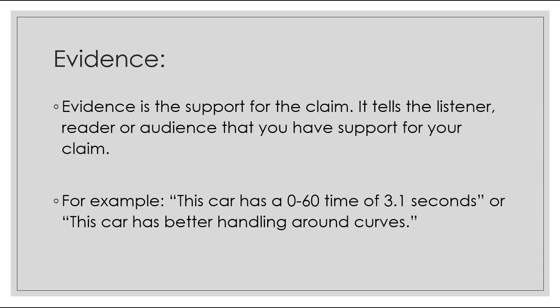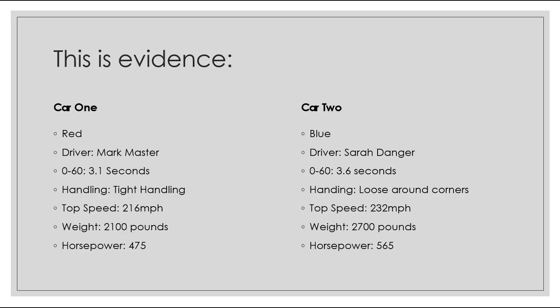Evidence is the support for that claim. It's the proof that you have that your idea is correct or at least worth thinking about. For example, green had the evidence that car 1 had a 0 to 60 time of 3.1 seconds and better handling around curves. Blue had the evidence that he liked the driver and he thought that blue cars are faster cars. When we look back at that evidence that they were looking at, we can see that neither of them used everything, and you won't always use all the information that you have available. It's up to you to decide first what evidence is true, then what evidence is important.